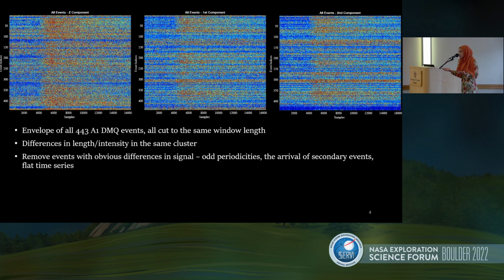The only pre-processing that I've done is I removed any events that had obvious differences in signal, for example, periodicities that were associated with maybe instrument glitches, the arrival of any secondary events, and any flat time series that was also probably due to an instrument glitch.